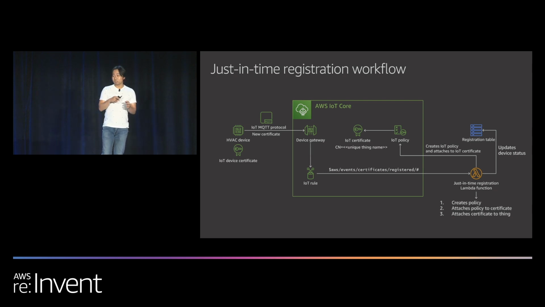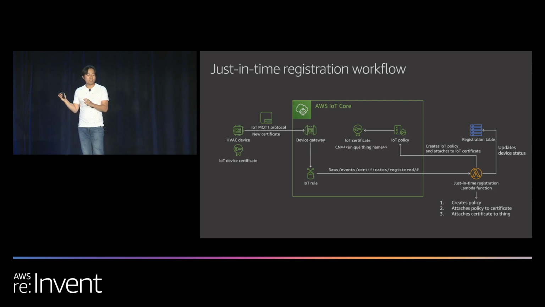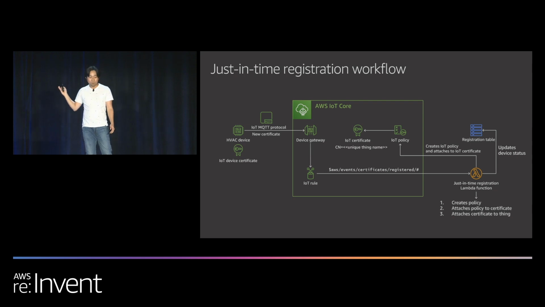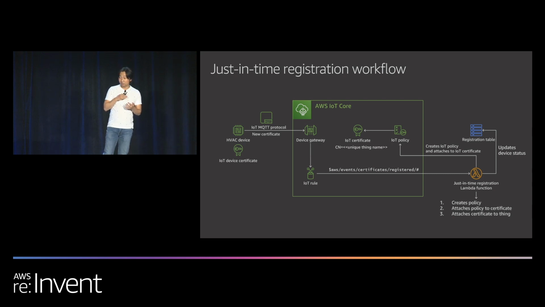When the just-in-time registration Lambda function gets the message from the AWS IoT rule engine, it can create a policy for your devices, attach the policy to the device certificate, and attach the certificate to your devices, which is a thing in AWS IoT Core. For the smart product solution, we are using the common name on the IoT certificate for the thing name. The thing name should be unique in IoT Core. So if you are using this solution or your own solution, you need to make sure that the thing name is unique. After that, just-in-time registration can register your devices into the DynamoDB table as well.